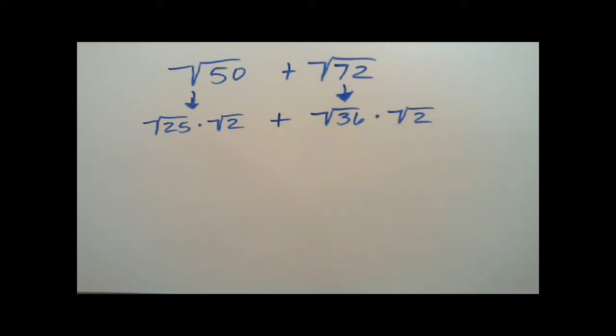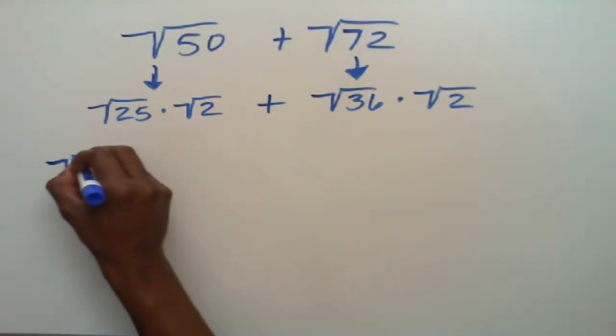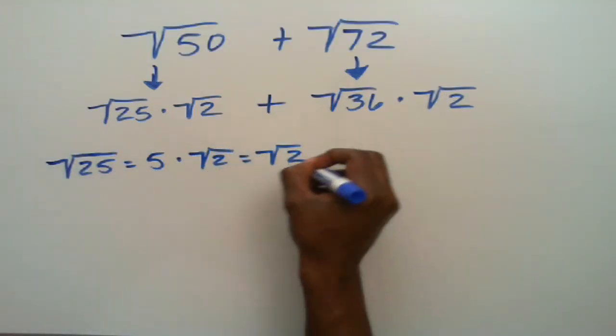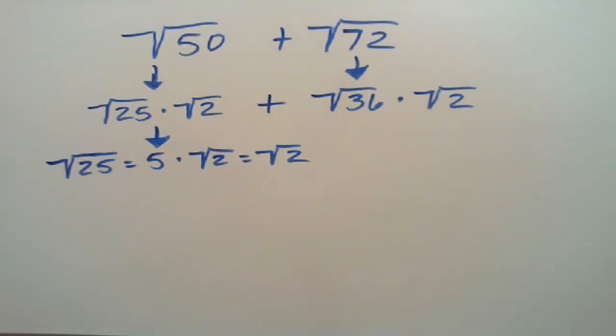Let's take the square root of 72 now. I know 36 goes into 72 twice and is a perfect square. So I rewrite that expression as the square root of 36 times the square root of 2. Now we can simplify each expression. Let's start with the first expression, the square root of 25 times the square root of 2. When we simplify the square root of 25, we get 5. And when we simplify the square root of 2, we cannot simplify that expression any further.